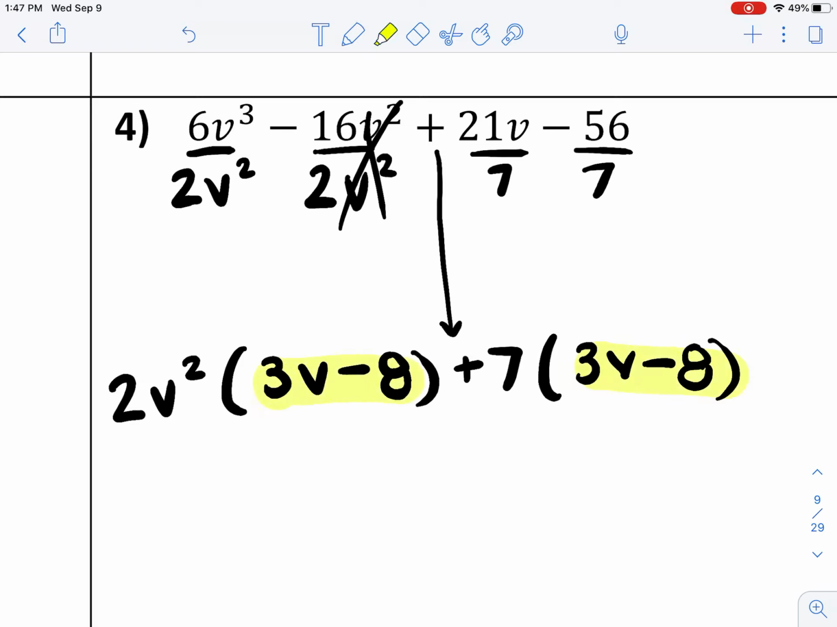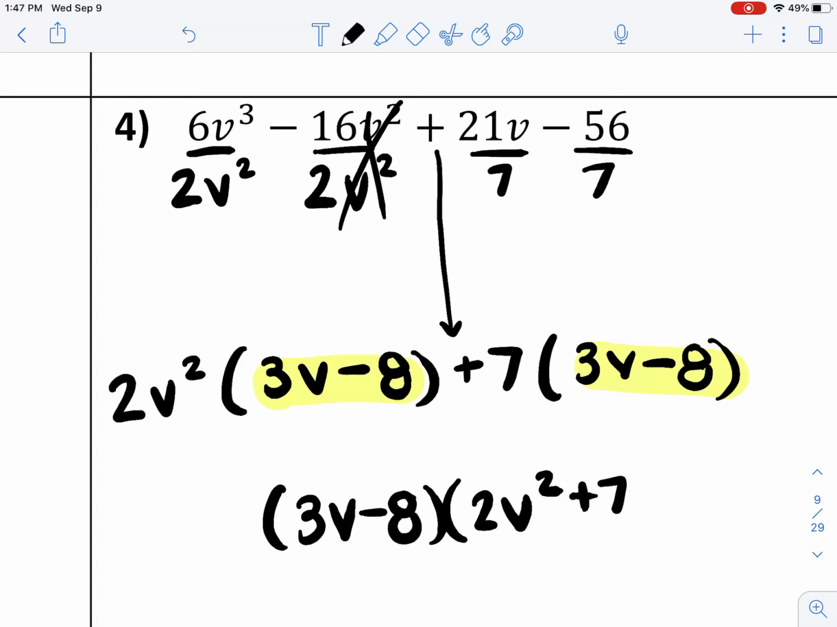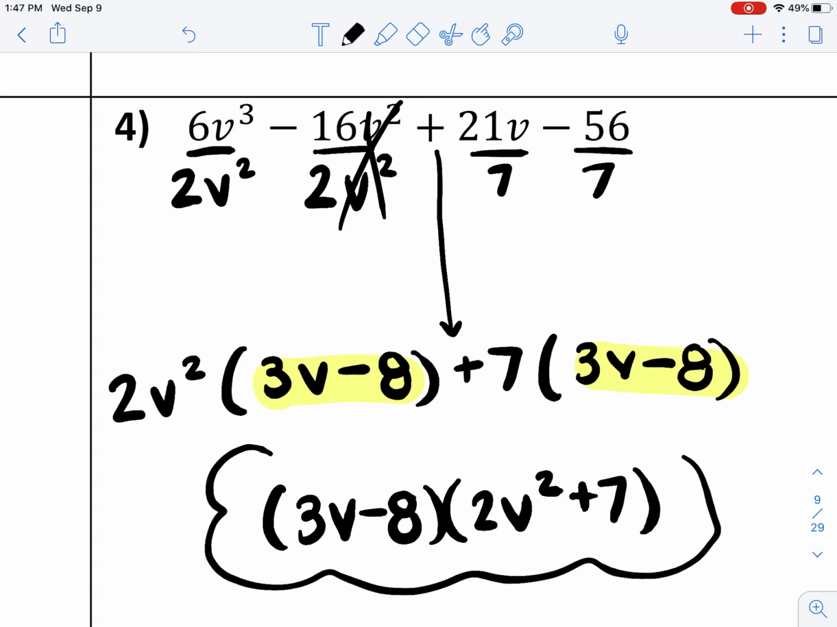And these match, so I pull that out. I have 3v minus 8 and a 2v squared plus 7. And that's our answer.